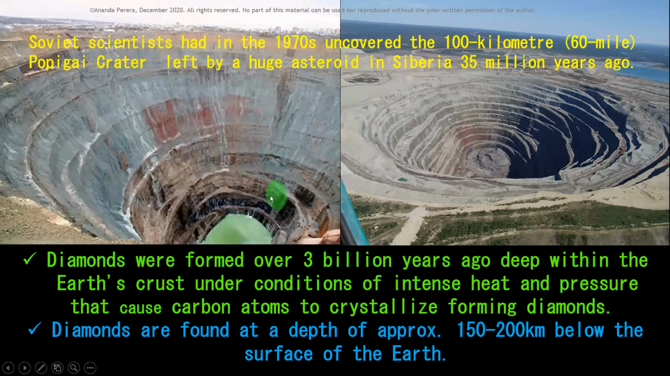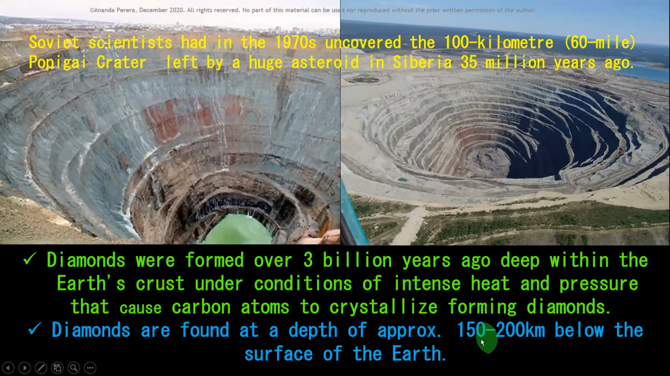It is very big one. 35 million years ago. Diamonds were formed over 3 billion years ago. See, 3 billion, not million. Diamonds were formed over 3 billion years ago deep within the Earth's crust, under conditions of intense heat and pressure that cause carbon atoms to crystallize, forming diamonds. Diamonds are found at a depth of approximately 150 to 200 kilometers below the surface of the Earth.